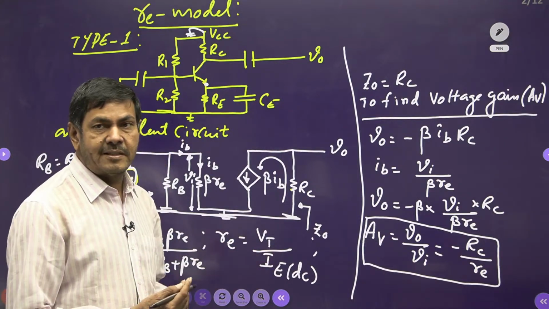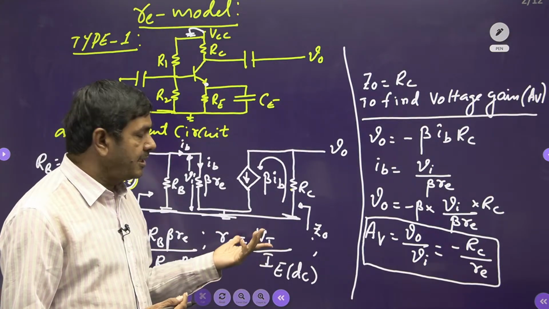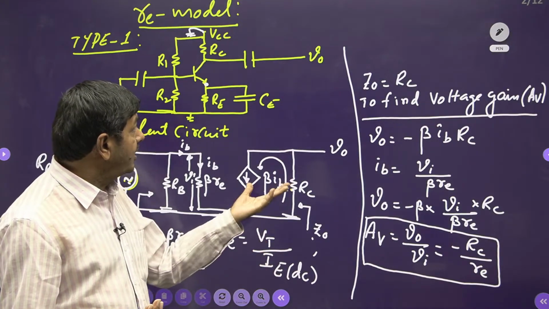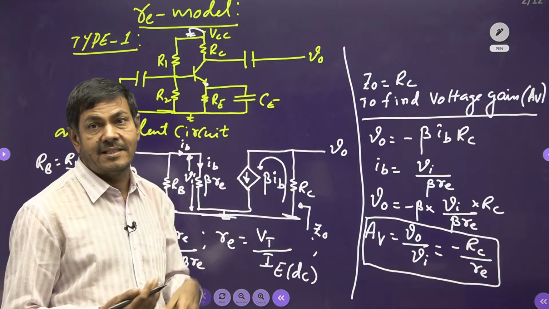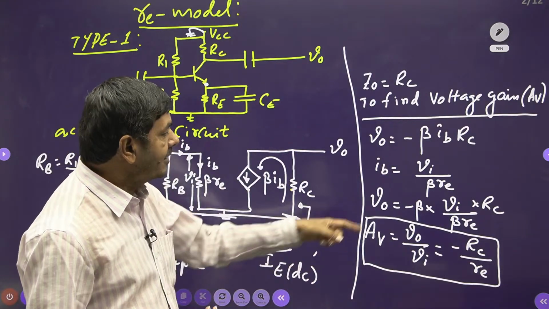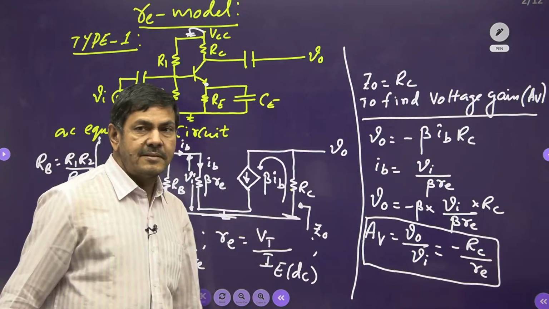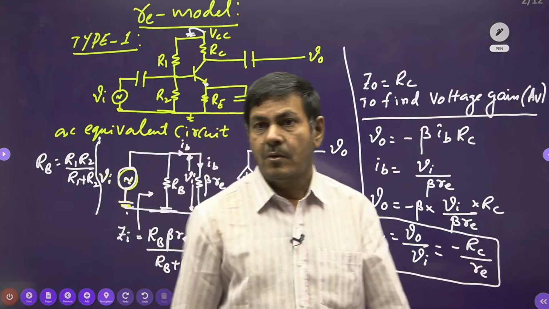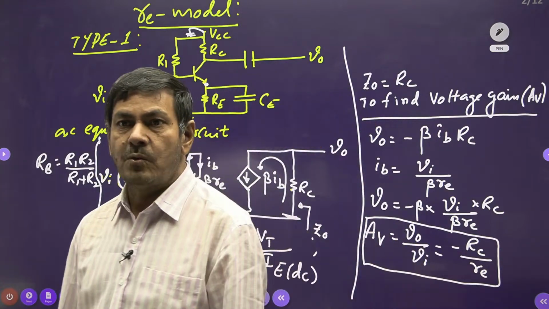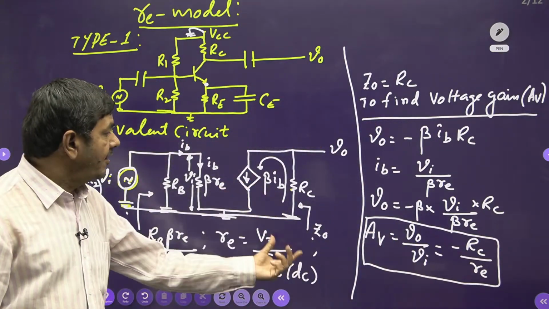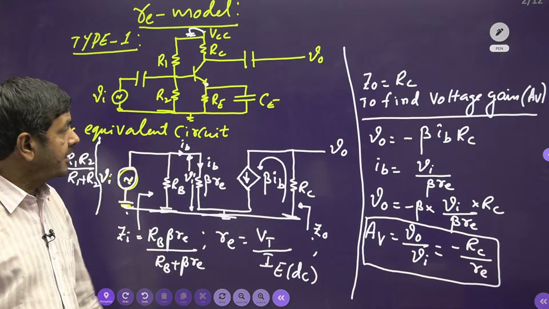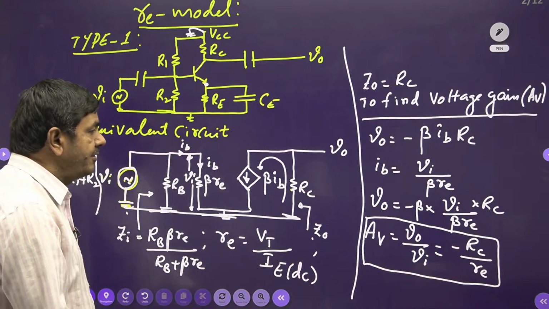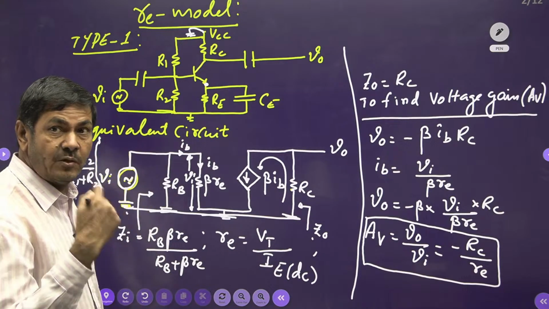Vt you know very well: the thermal equivalent of voltage at room temperature is 26 millivolts. IE you need to calculate by using DC analysis from the given circuit. That way you can determine the parameters. This is case 1. Now I think every student followed the way of finding the voltage gain, input impedance or output impedance. Understand now. But I will give one more type. Type 1 I gave now; I will enter into type 2.